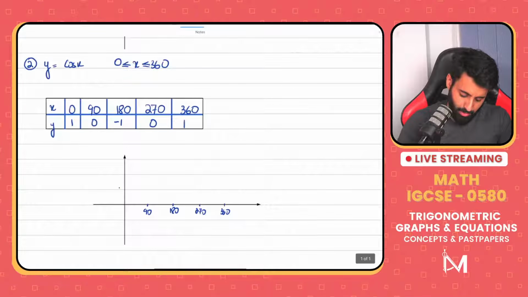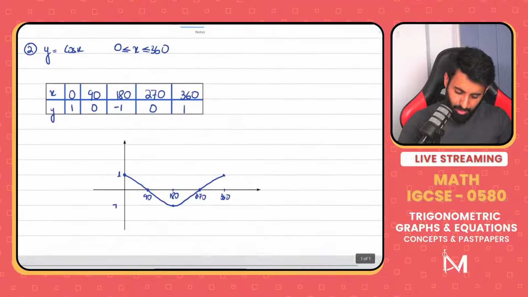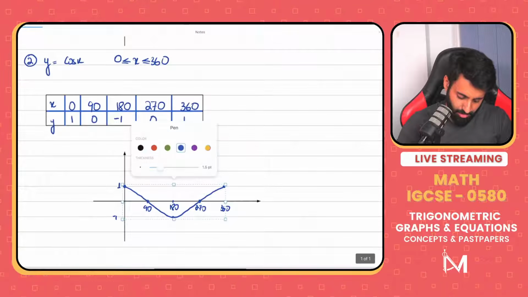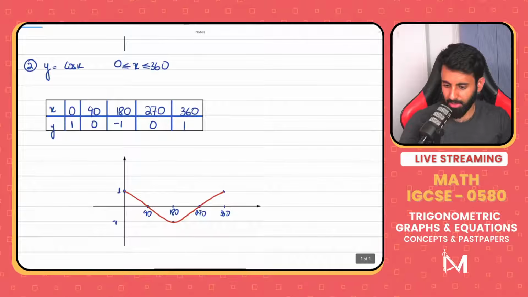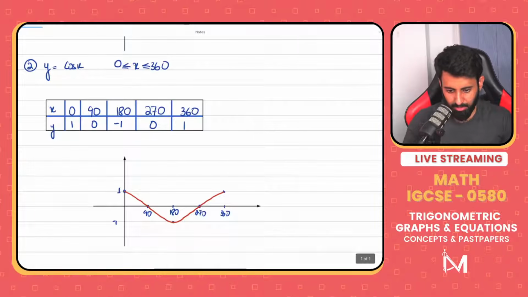Okay, so here's 1, here's -1. So at 0 it's 1, at 90 it's 0, at 180 it's -1, at 270 it's 0 again, and at 360 we're back to 1. So this is what the graph looks like. Okay, let me change the color to red, and there you go. So remember, the objective right now is to just go over the basic shapes.